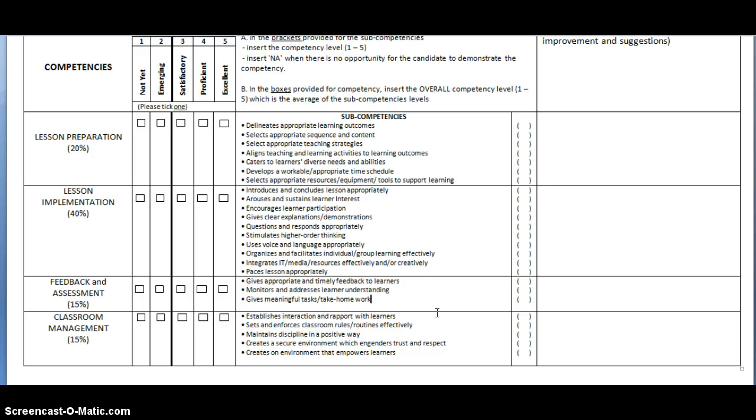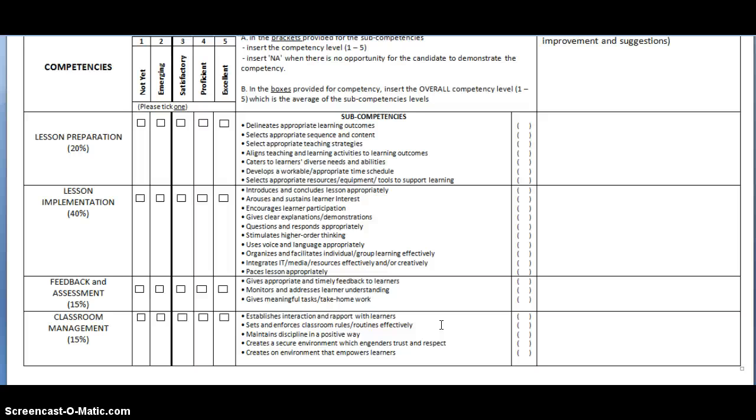Establishes interaction and rapport with learners. Sets and enforces classroom rules or routines effectively, meaning that if I'm sitting at the back of the classroom and 1 or 2 students came in late and you just ignore, that means I will put a 1 here. Okay, you have to address that. When they come in, they have to address and give you a reason for being late.